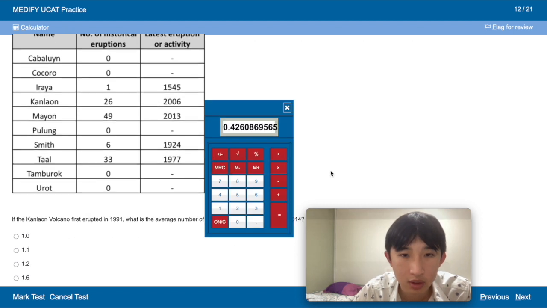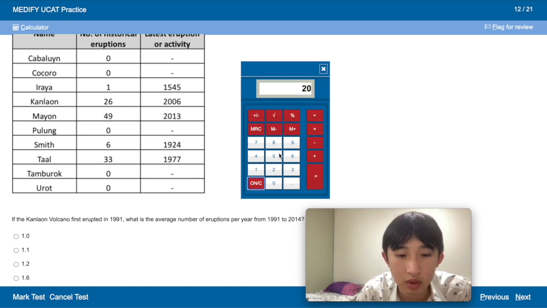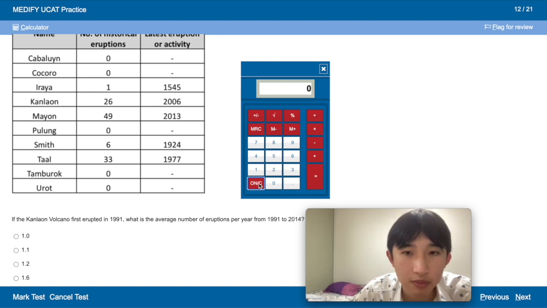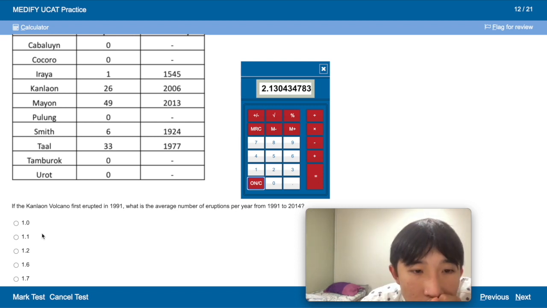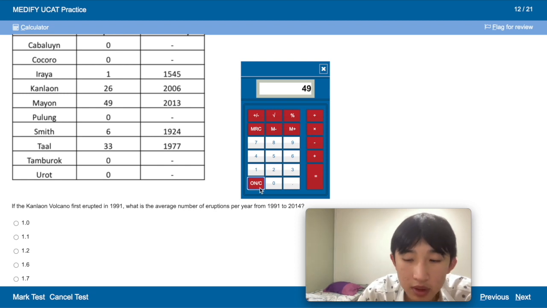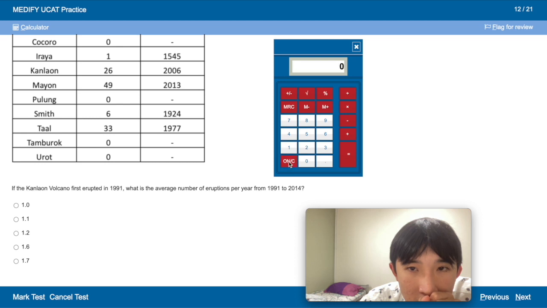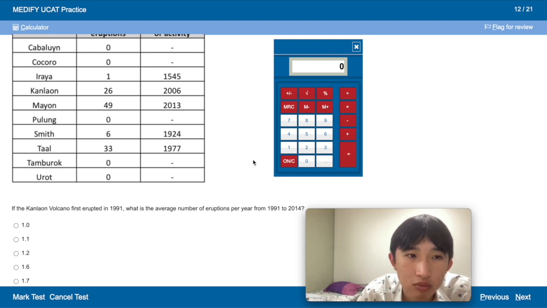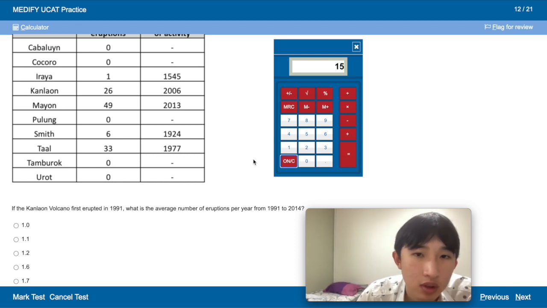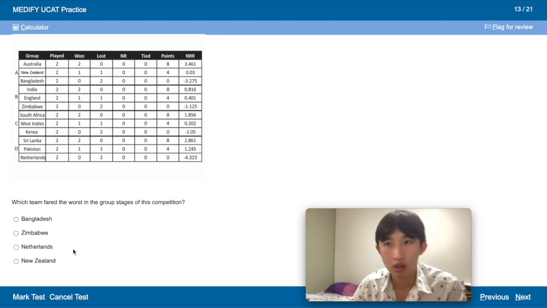Oh my god. So that's 23, 49 divided by 23. Oh wait, I read it wrong. 49 divided by, what is it? 26. What? Alright, I have to do... Oh my god.